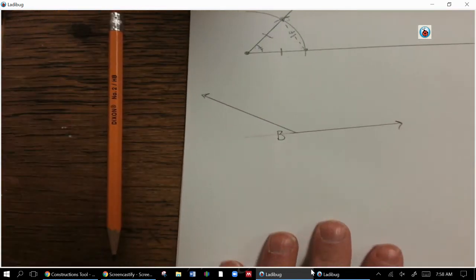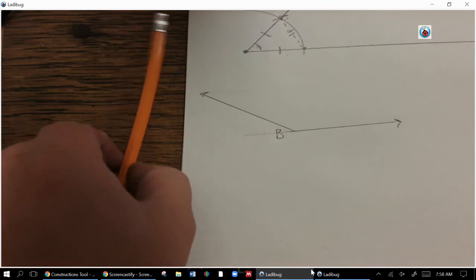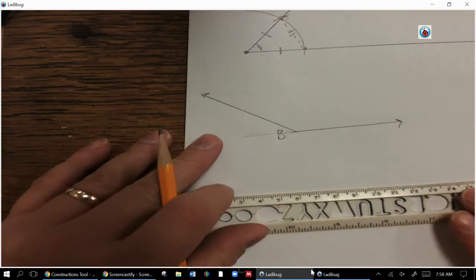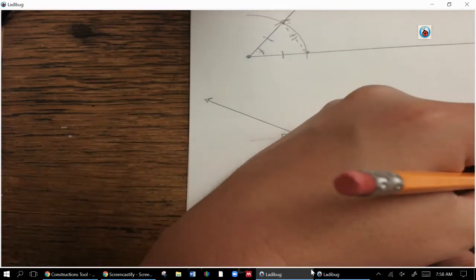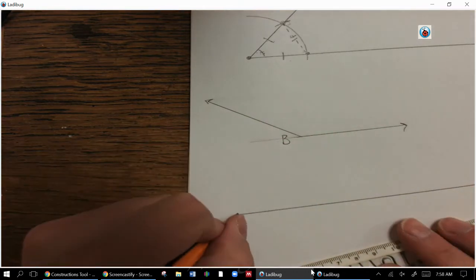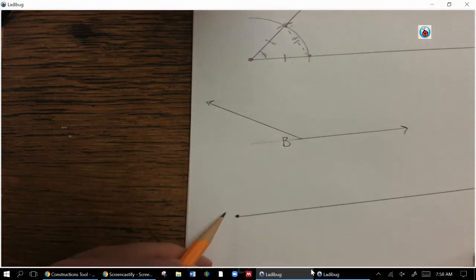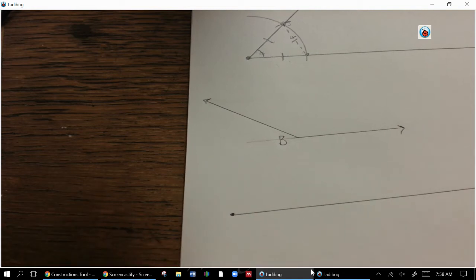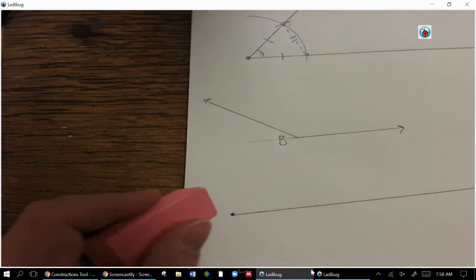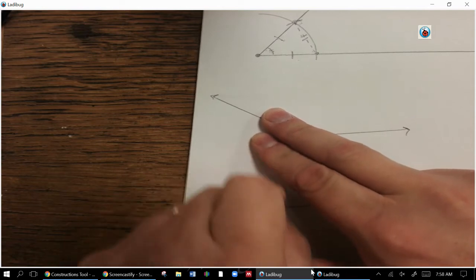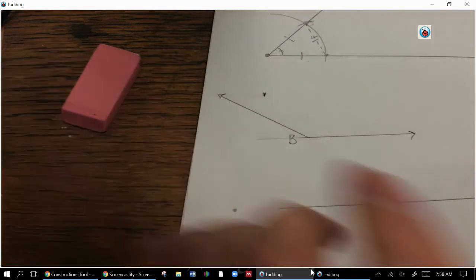Now, I did want to just show you with an obtuse angle too, before we go over to the computer. With an obtuse angle, nothing changes. You just have to make sure that you're being a little careful with your arcs. And that was probably a good example of what not to do here. If I make my arc too big, that's going to go right off the end of the paper. So let's just make it right there.